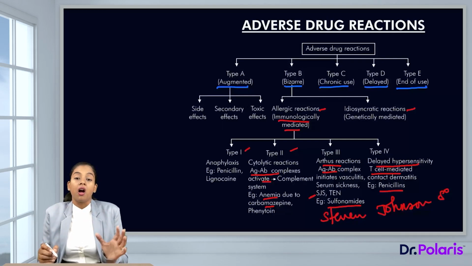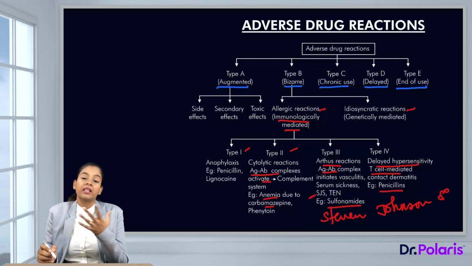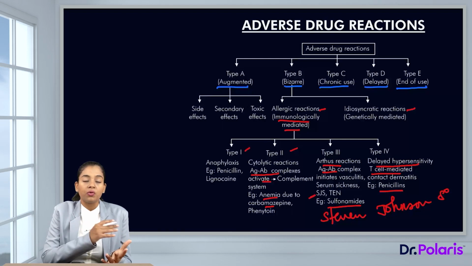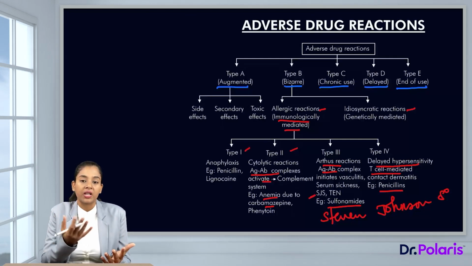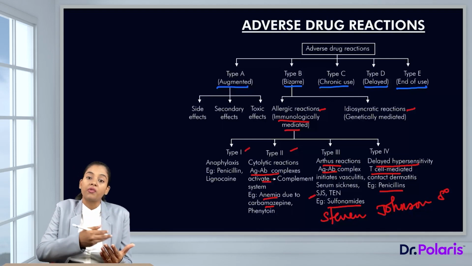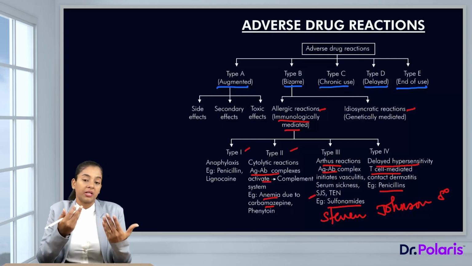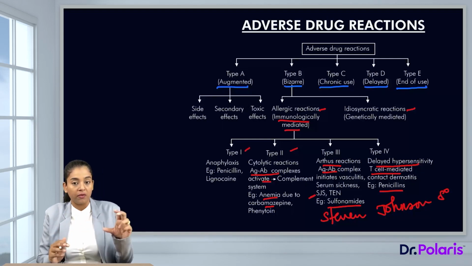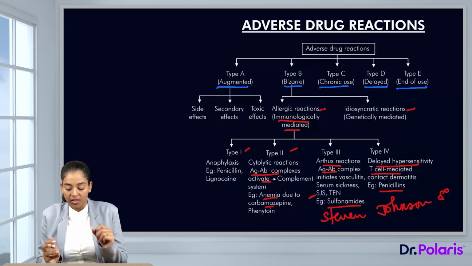Type C. On chronic use of the drug, you get this adverse drug reaction. When you have to use a drug for a long duration of time, for example calcium channel blockers like amlodipine can cause gum hypertrophy. For that, you have to use the drug for a very long duration, for example 10 years or 15 years. That kind of duration can lead to such adverse effects.